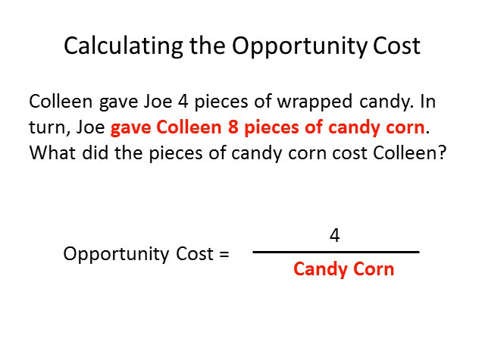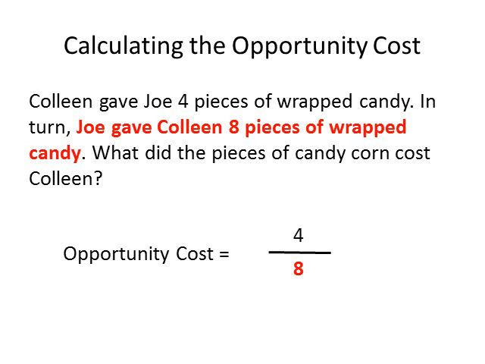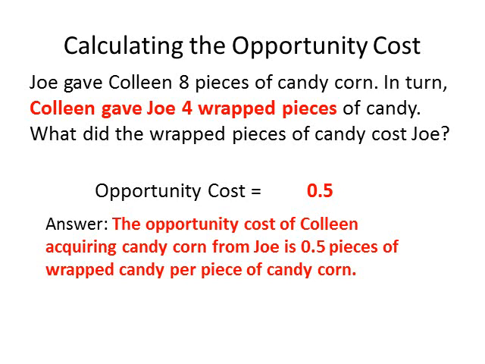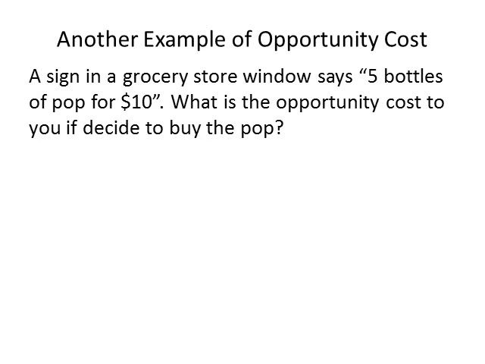Next, we need to substitute in the value of what Colleen gained. In this case, she gained 8 pieces of candy corn, so we will substitute 8 into the formula. The next step is to divide 4 by 8, which gives us an opportunity cost of 0.5. The correct answer would be to write out a sentence describing what 0.5 means. In this case, the opportunity cost of Colleen acquiring candy corn from Joe is half a piece of wrapped candy per piece of candy corn.